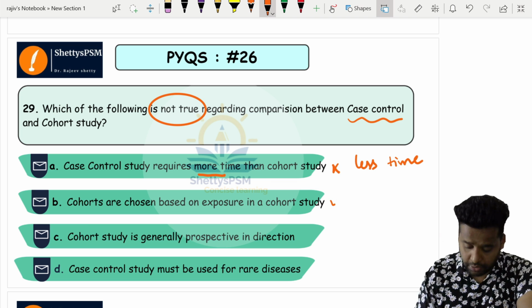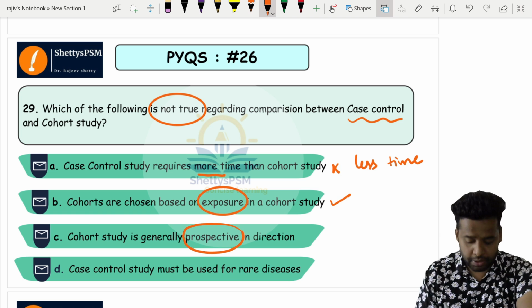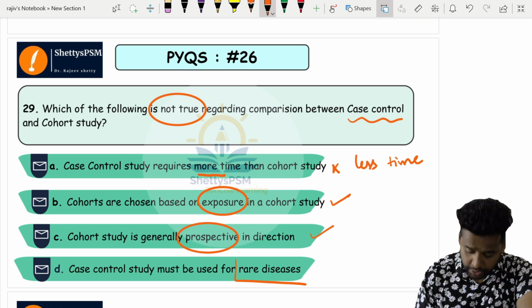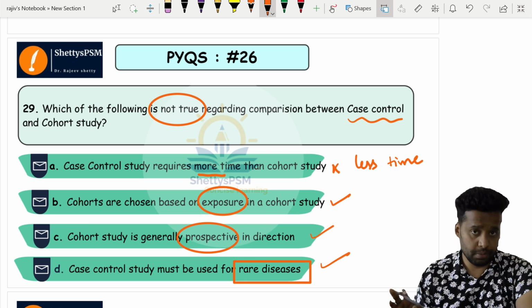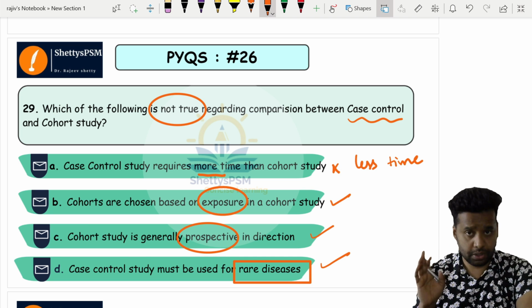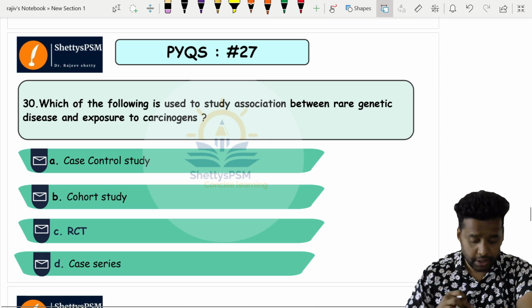Cohorts are based on exposure pattern, correct? Cohort is generally prospective, mainly prospective, that is also correct. Case control should be used for rare diseases, that is also correct. Rare disease, don't do follow-up. Rare disease, we have to do case control study. Keep this in mind. Don't do cohort study for rare diseases.